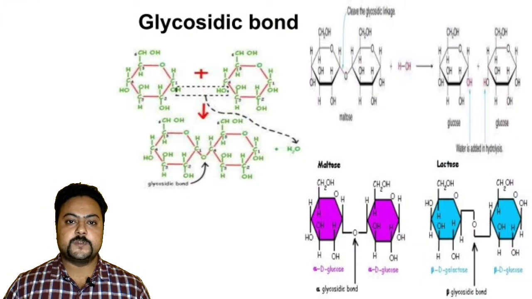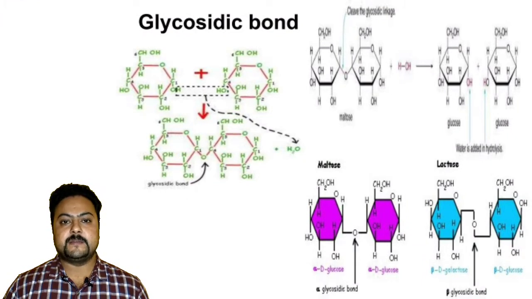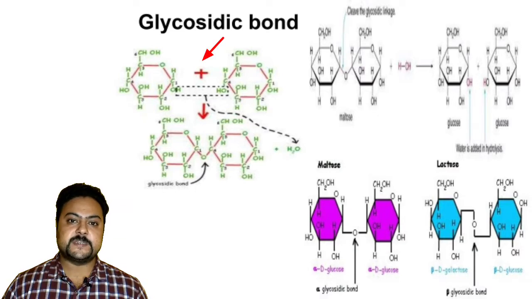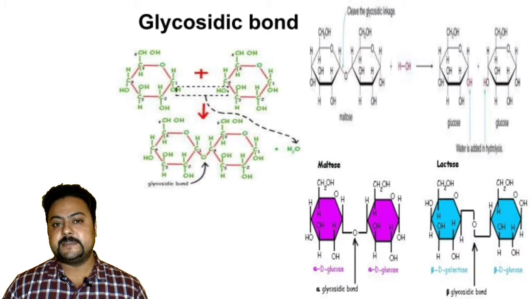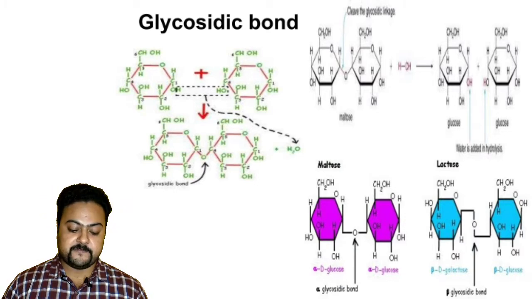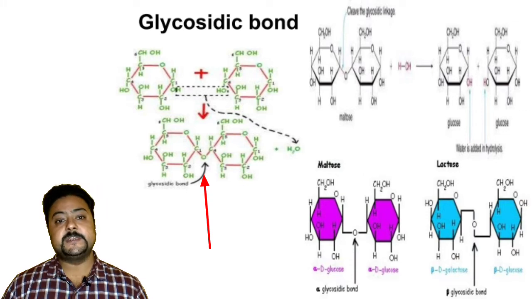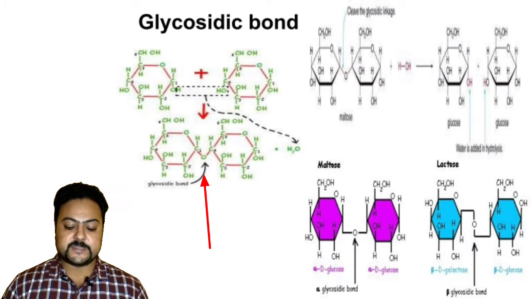2 units of monosaccharide sugar are linked together using a special type of covalent bond which is known as a glycosidic bond. What happens in a glycosidic bond is that one hydroxyl group of one particular sugar reacts with another hydroxyl group of a different sugar, and one molecule of water is released in the process, and there is a bond formation which is a C-O-C bond. So this particular bond is called a glycosidic bond.